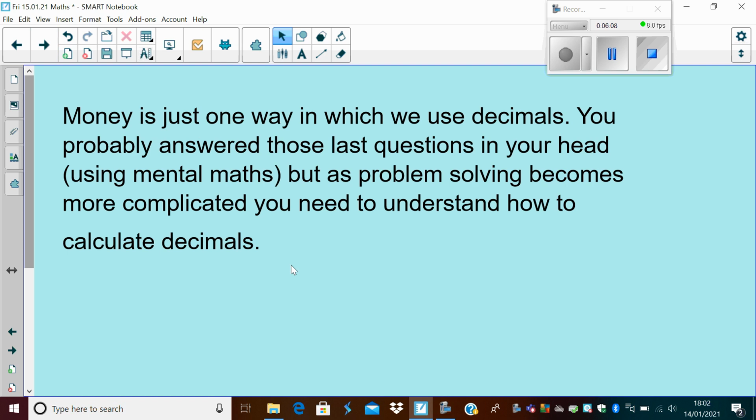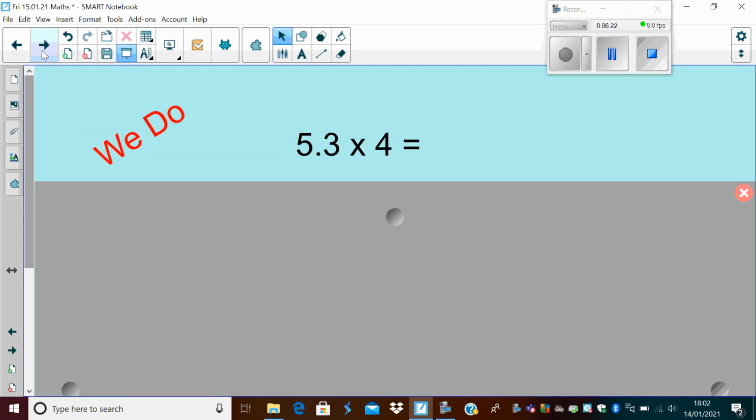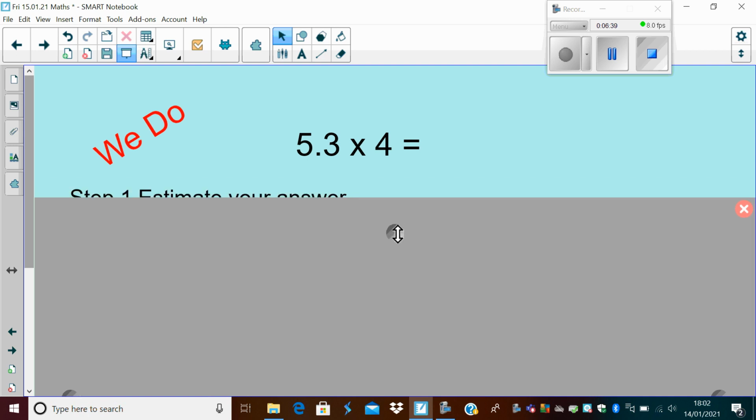Because money is just one way in which we use decimals, and you probably answered that, as I said, in your head, probably using mental maths. But problem solving becomes more complicated, so you need to know how to calculate decimals, and that's what we're doing now. Let's have a look at this one. 5.3 multiplied by 4. Okay, so based on what we said, we're going to set it up, but I've got some rules for you, as if we follow them, it makes calculations really easy.